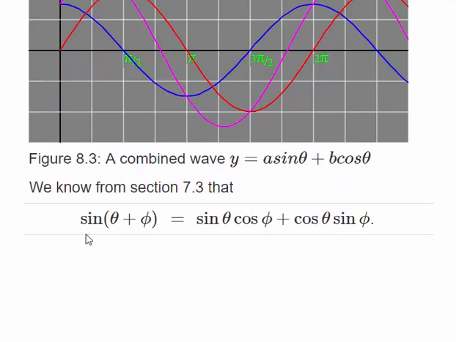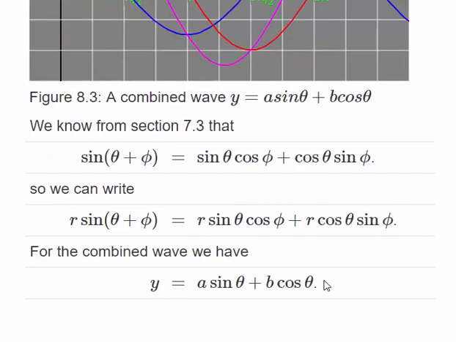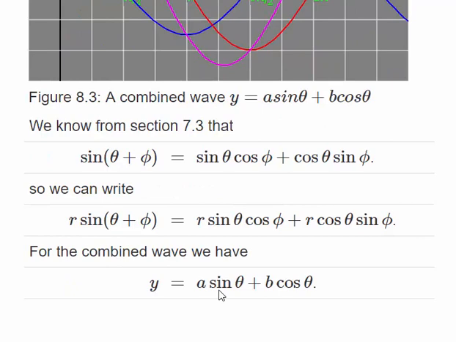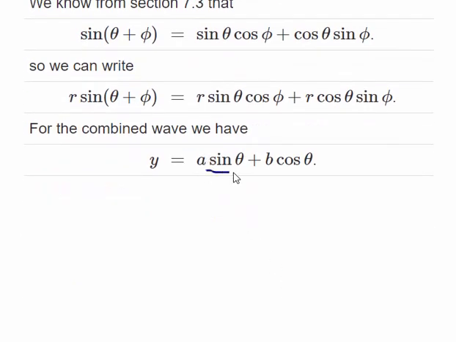From section 7.3 we know that sin(θ + φ) is equal to sin θ cos φ + cos θ sin φ. So we can write r sin(θ + φ) is equal to r sin θ cos φ + r cos θ sin φ. In this instance we know that y is equal to a sin θ + b cos θ. Now if we look at the sin θ term here and the sin θ term here, we can say that a is equal to r cos φ. We have a cos θ here and a cos θ here, so we can say that b is equal to r sin φ.